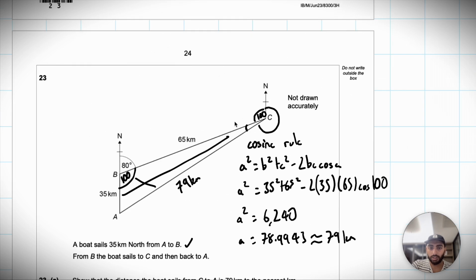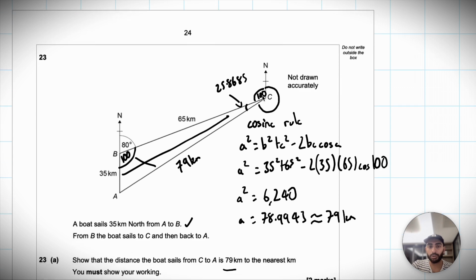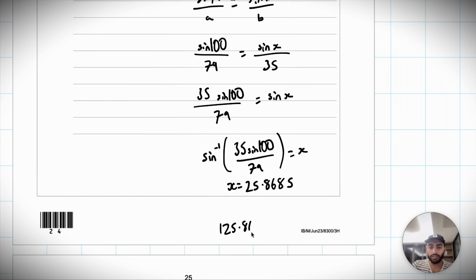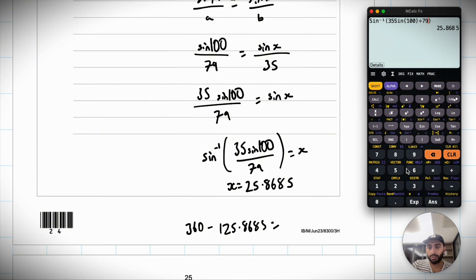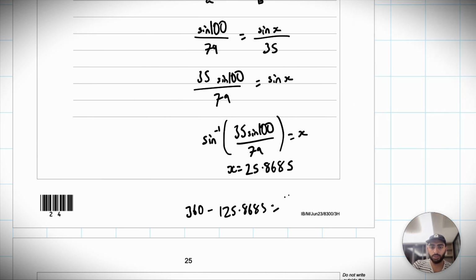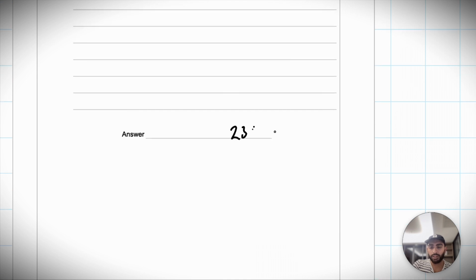So this angle is 25.8685. I know that angle and this angle, and all of these will add up to 360. It's angles around a point. So I've got 100 plus this, which gives me 125.8685, and I'm going to take this away from 360. That will give me my final answer. So we're doing 360 take away 125.8685, which gives me 234.1315. I need to write it as a bearing, so I just need the first three digits. So the final answer would be 234.